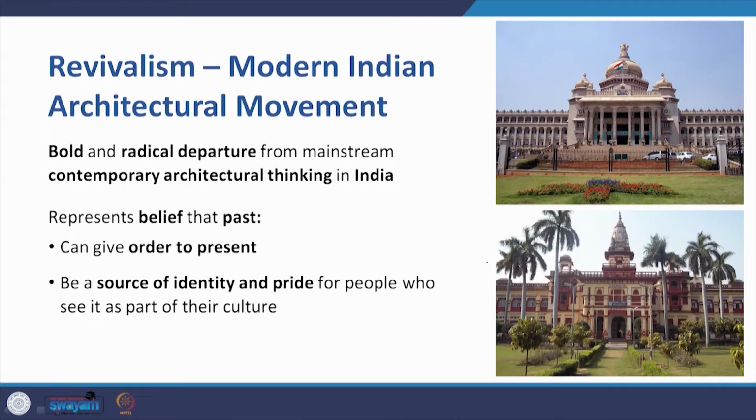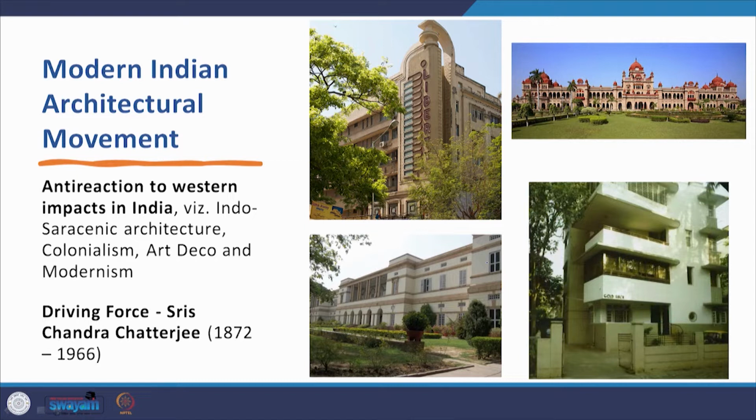So revivalism in the modern Indian architectural movement was a bold and radical departure from mainstream contemporary architectural thinking in India. It represented a belief that the past can give a certain sense and order to the present and be a source of identity and pride for a people who will see it as a part of their cultural heritage. The modern architectural movement was supposed to be a reaction against Western impacts on India, whether it was Indo-Saracenic that you see here, whether it was colonialism, the Flagstaff House, whether it was Art Deco in Mumbai, or whether it was an apartment building by Matre in Mumbai. I'm sorry, this is not the Carmichael apartment, but this is an apartment building by Matre in Mumbai. So that is a part of modernism.